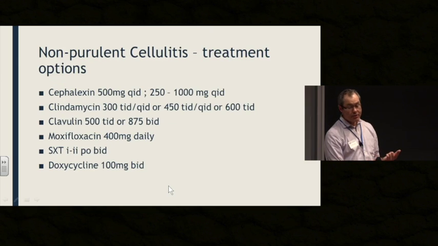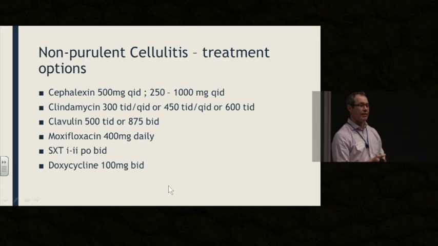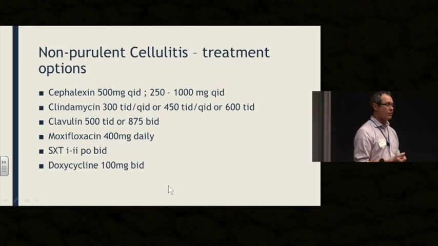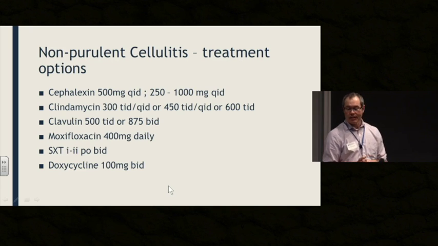So the treatment options. Cephalexin is really the drug of choice here because it's going to cover beta hemolytic strep and MSSA. If you treat those two things, you've got the right spectrum of activity for the vast majority of soft tissue infections that you're going to see. With cephalexin, 500 QID is the standard dose.